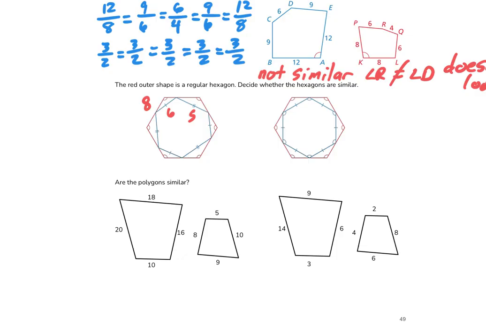If all of these were 6, then they would all be in the same ratio, right? But because one is 6 and one is 5, then they can't all be in the same ratio because all the sides on the outside are the same. Okay, so we would say these two are not similar, and we would say because the sides are not proportional. Once again, that's a big word for today that we got to pay attention to.